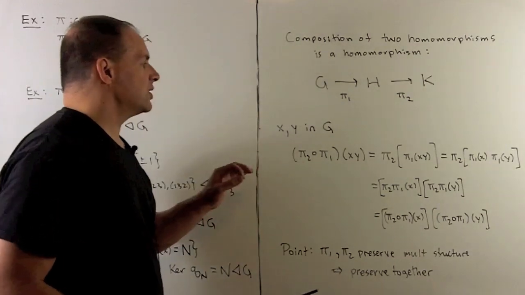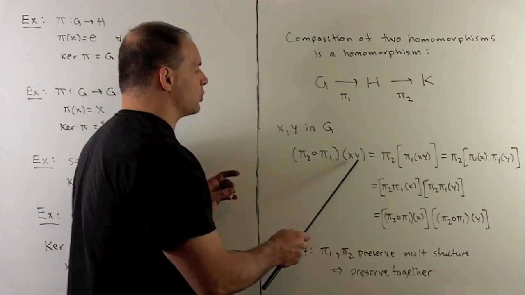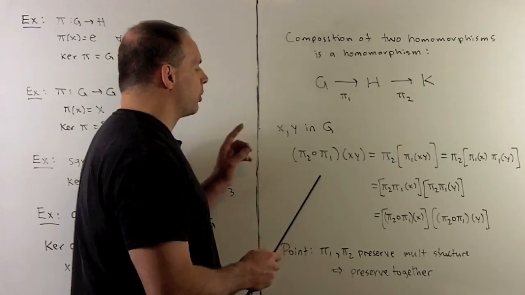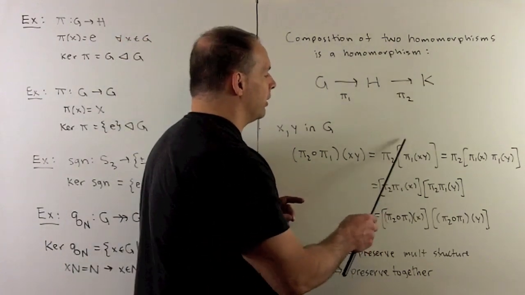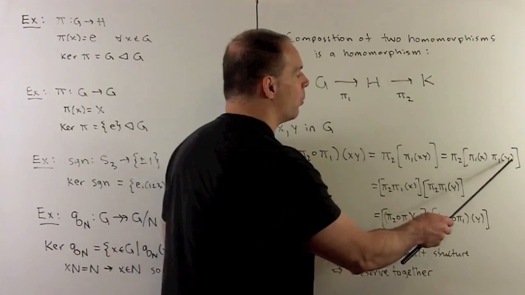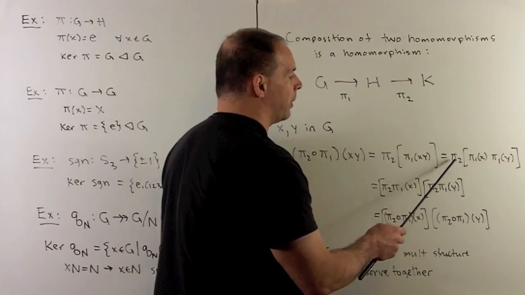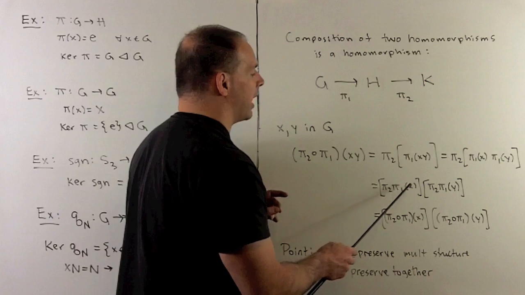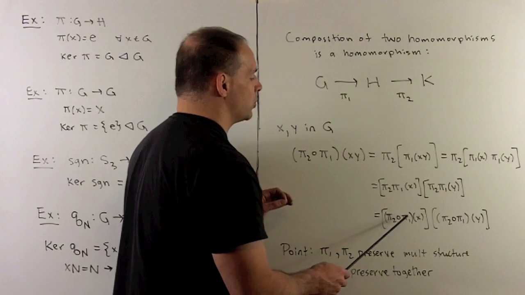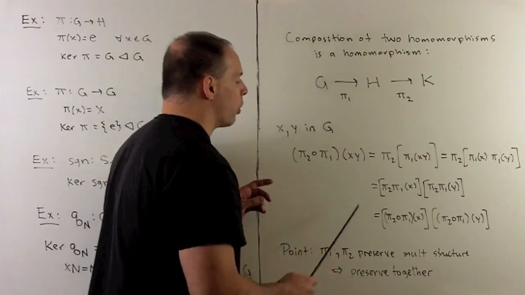Now, to see this, we'll take our x and y in G. We have our composition applied to x times y. So how do we evaluate a composition? Well, we just collapse and use parentheses. So we're first going to evaluate the term in the middle. By the homomorphism property, this is pi1(x) pi1(y). For this product, we can split it up using the homomorphism property for pi2. So I'll have pi2(pi1(x)) pi2(pi1(y)). Then we note this is just pi2 composed with pi1 evaluated at x, and likewise for y. So we have our homomorphism property.